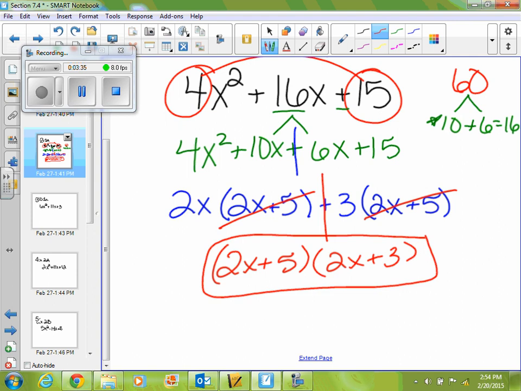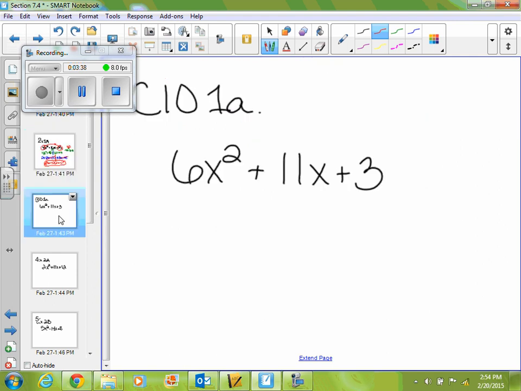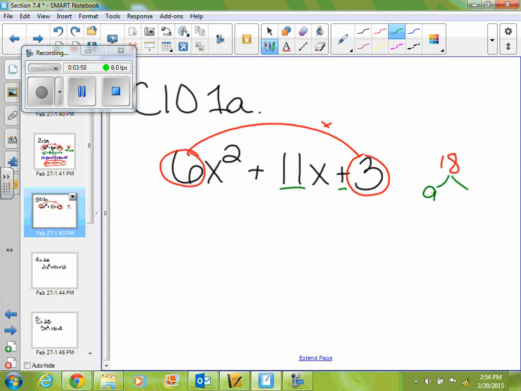Okay, we're going to keep doing some more. If I look at 6x squared plus 11x plus 3, what's going to be my first step? I'm going to multiply, right? So 6 times 3 gives me 18. So factors of 18 that add to 11. 9 and 2. So 11x I know breaks down into 9x plus 2x. I still have the plus 3, and I still have my 6x squared.